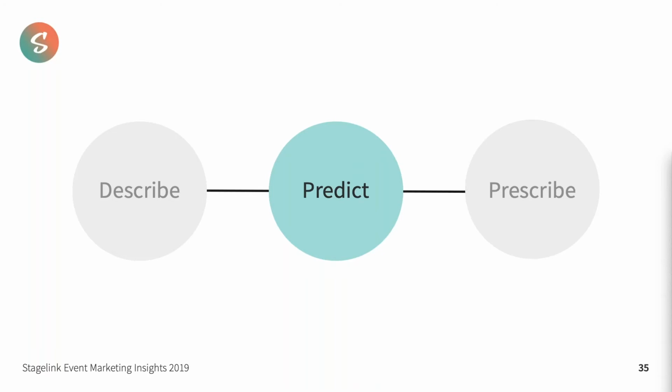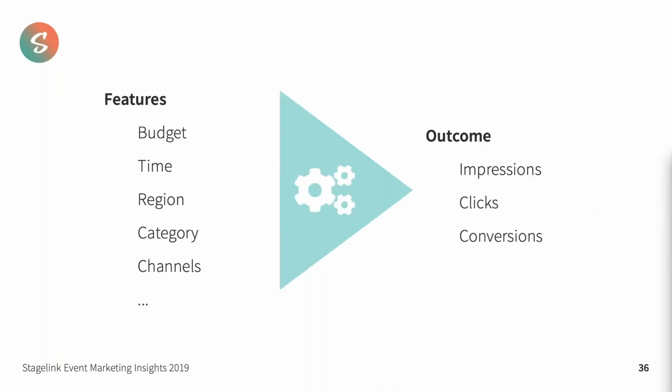We now have described the data. So can we use it to make estimations about what will happen in the future, essentially predict the future? Yes, we can. So let's imagine we are planning a new campaign and we know certain features about this campaign. We know what we want to spend, when the campaign is supposed to run, where, what type of events or other categories, what channels we're going to use.